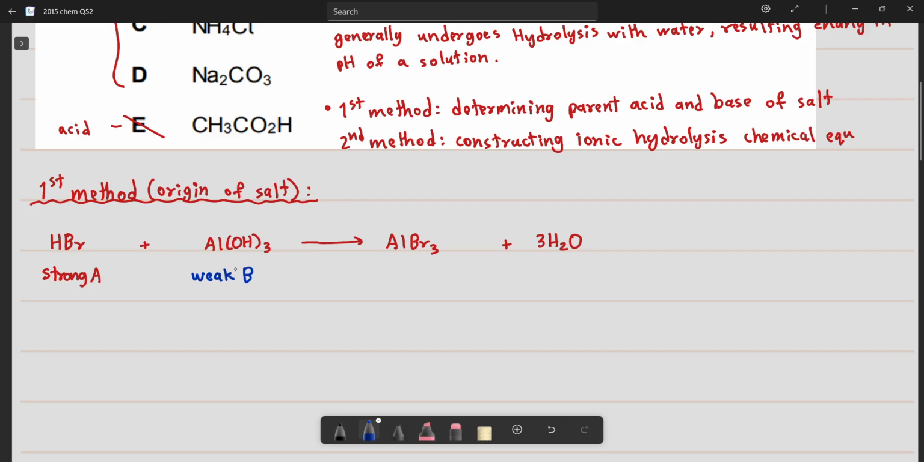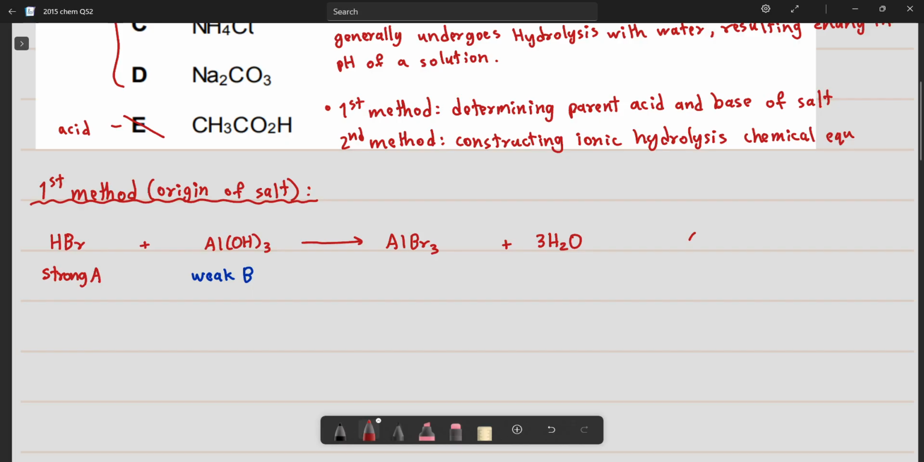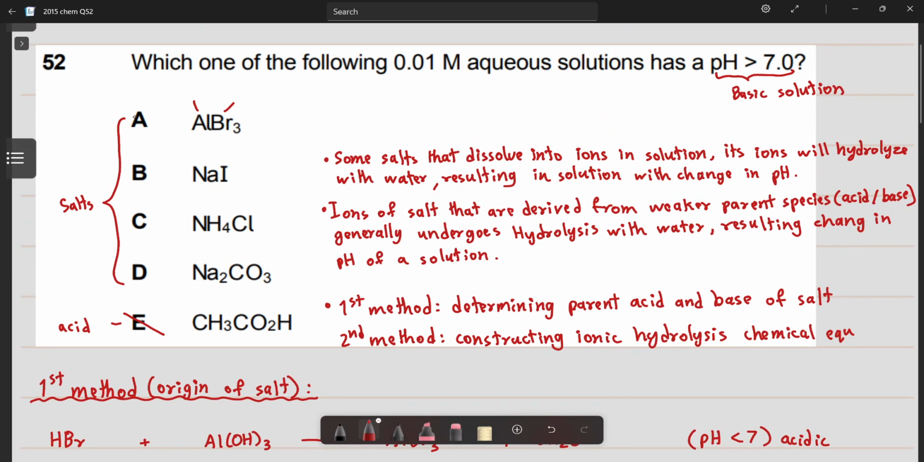We know that aluminium hydroxide is an amphoteric hydroxide, so that's why we consider this as a weak base. Therefore, its salt, when it forms a solution, most likely gives a pH less than 7. So it's going to be an acidic solution. So option A is cancelled out.